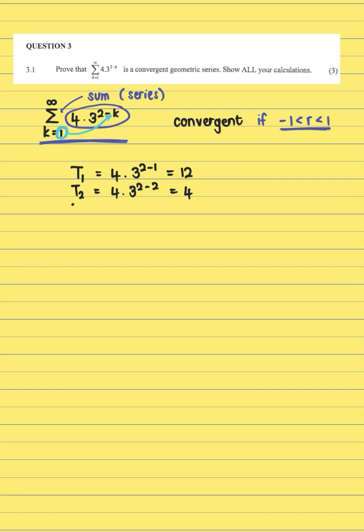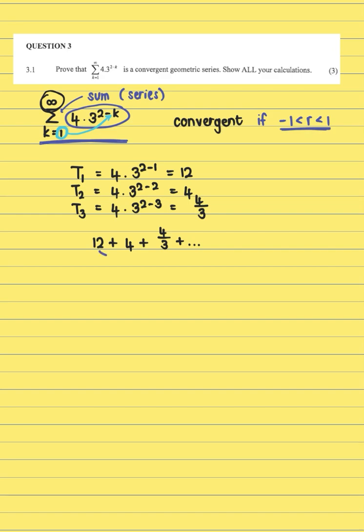Next up, to get term 3, we are again going to sub in the next whole number value for k. So we're going to have 4 times 3 to the power of 2 minus 3. Now, when we work this out, you can use your calculator or you can do it in your head. You are going to get an answer of 4 over 3. So that means that we have 3 terms in this series. I'm just going to write the 3 terms down. 12, and then 4 is the next one, and then 4 over 3 is the next one. And obviously we would keep going until infinity, because that's what they told us there at the top, but that doesn't really matter. As long as we have the first 3 terms, we can identify the ratio.